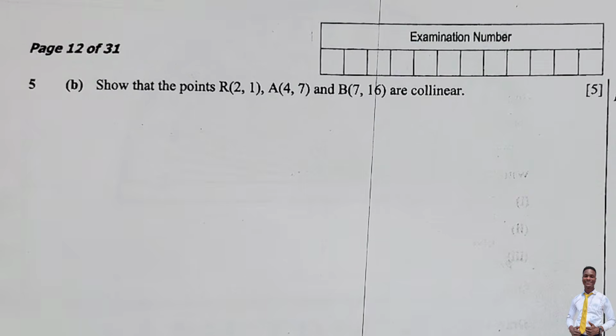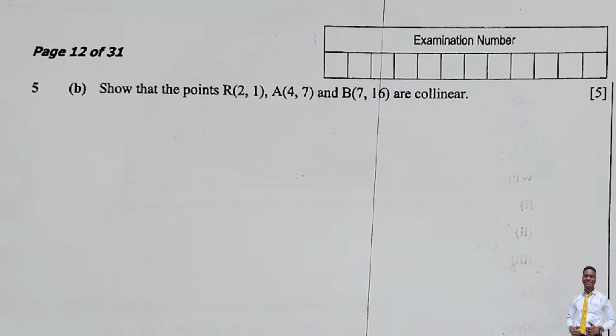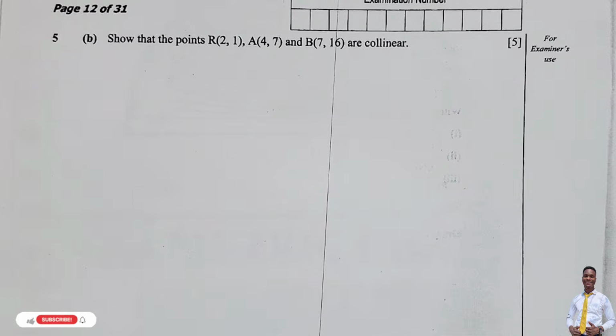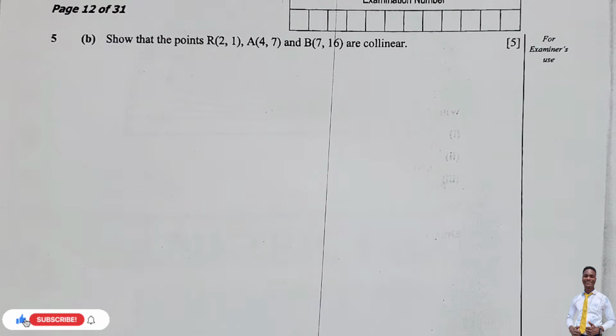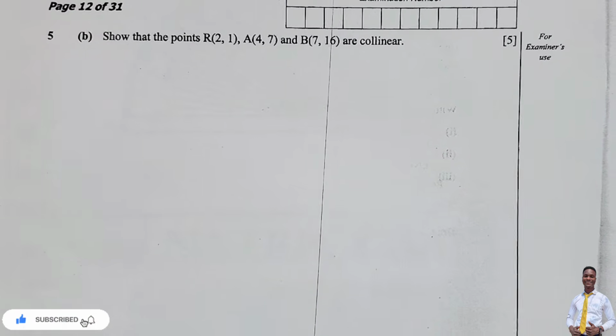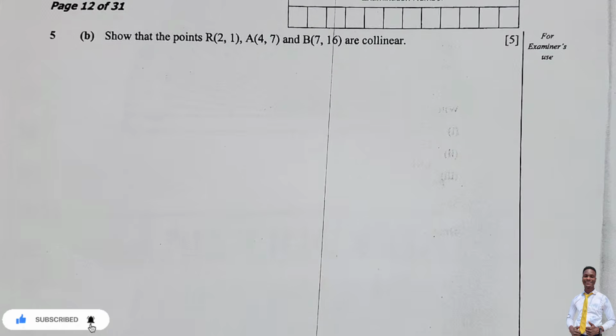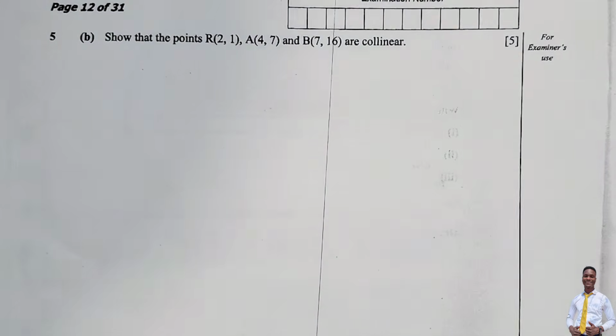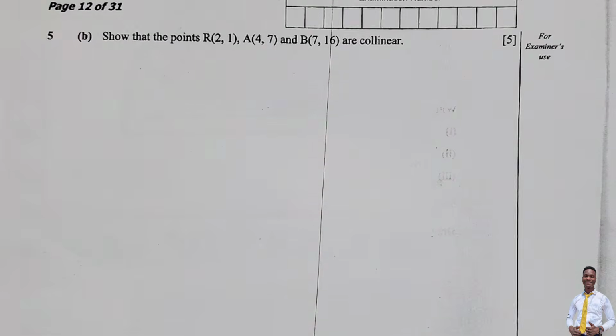Question 5 of 2025 Mathematics Paper 2, Grade 12 says, show that these 3 points are collinear. So we're just showing collinearity here, and there's no problem. We're going to solve. To show collinearity: the word collinear means lying in the same line.